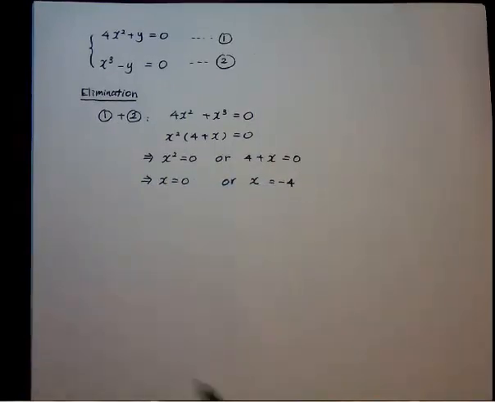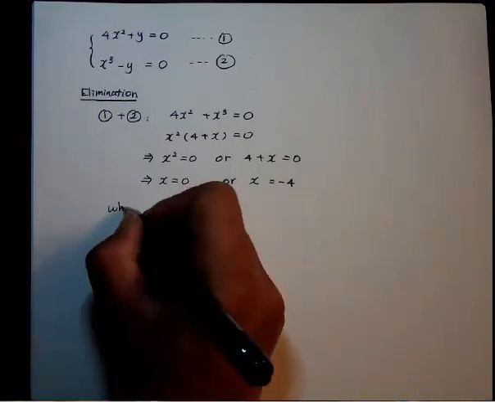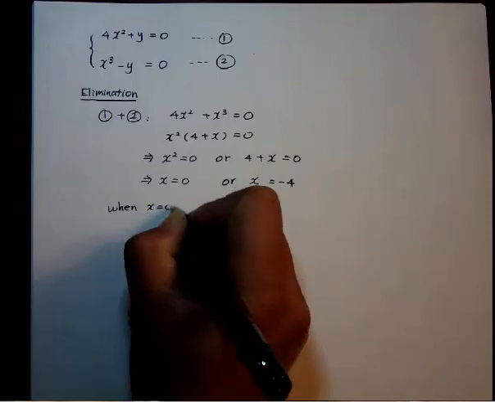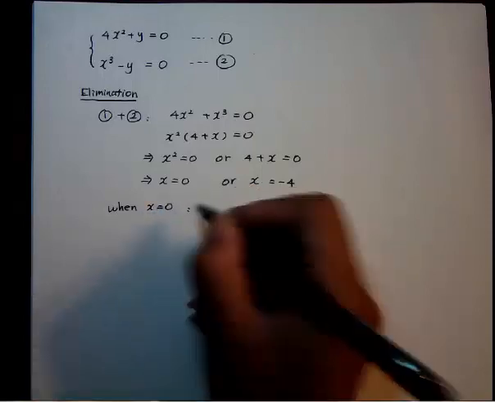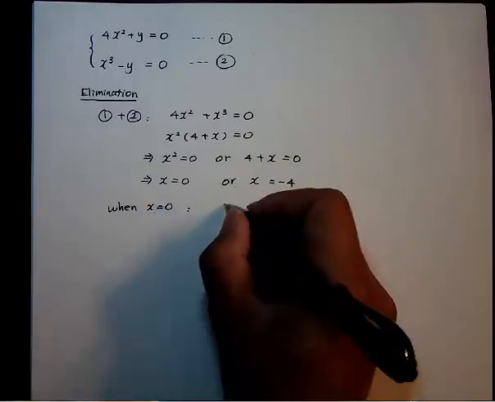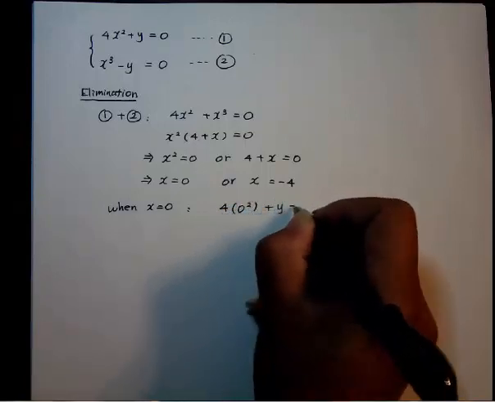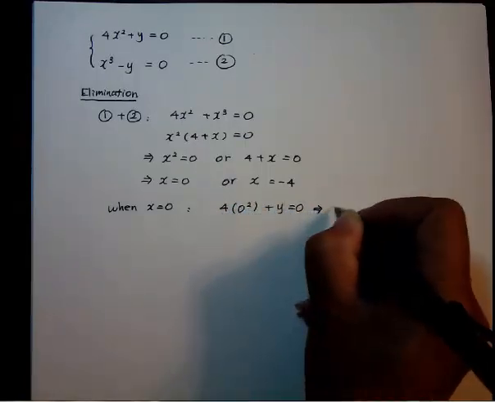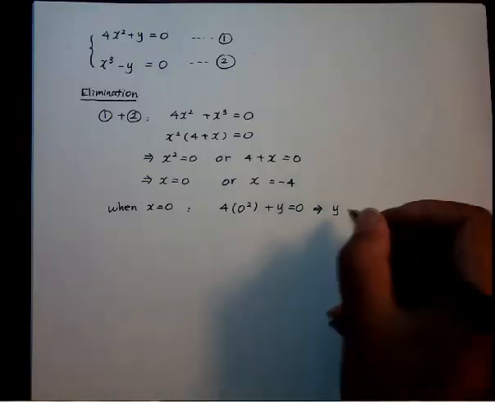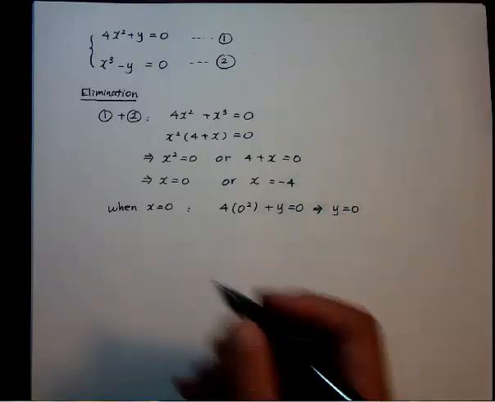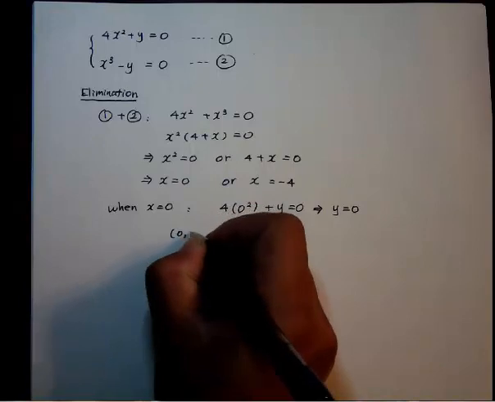We have 2x, so we need to separate them. When x equals 0, maybe I use equation 1 to solve for y. So 4 times 0 squared plus y equals 0. So from here, y is equal to 0. So that's the first ordered pair we found.